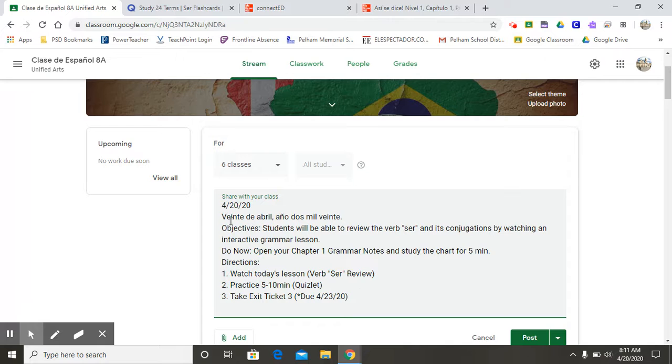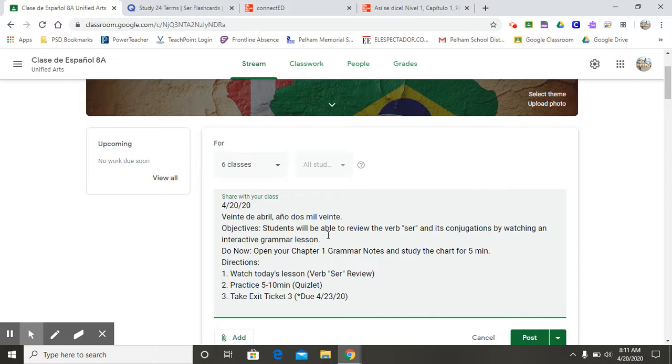Okay, let's see. Hoy es el 20 de abril, año 2020. Okay, our objectives for today. Students will be able to review the verb ser and its conjugations by watching an interactive grammar lesson.